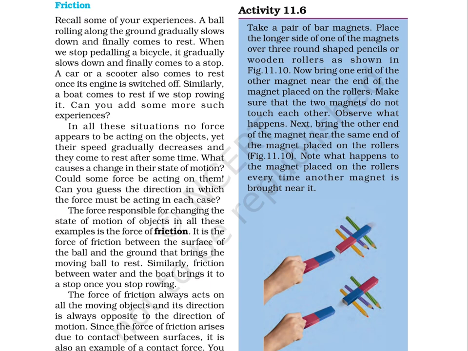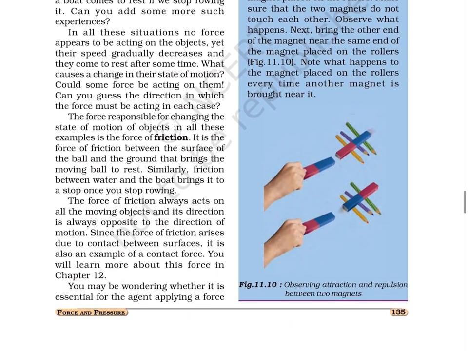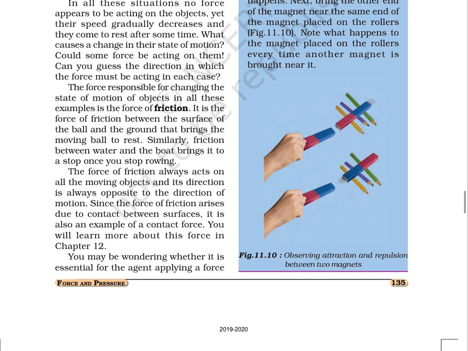Observe what happens. Next, bring the other end of the magnet near the same end of the magnet placed on the rollers as shown in figure 11.10. Note what happens to the magnet placed on the rollers every time another magnet is brought near it. Figure 11.10. In figure 11.10, we can see attraction and repulsion between two magnets.